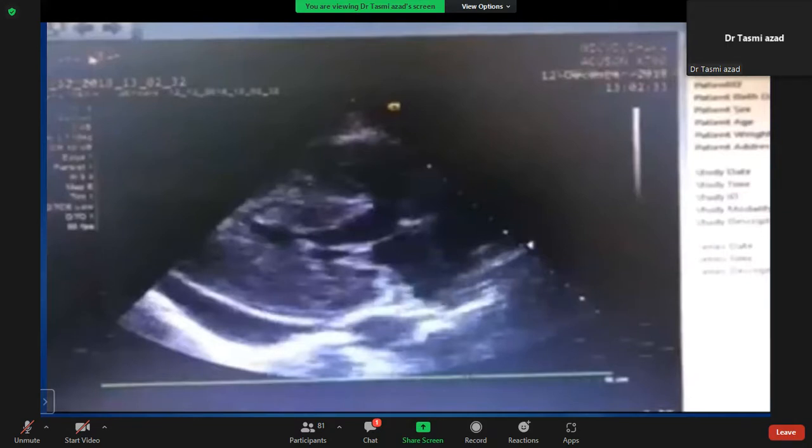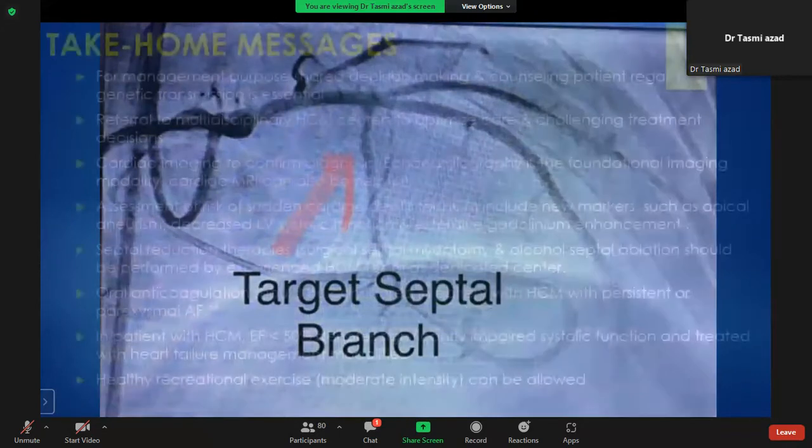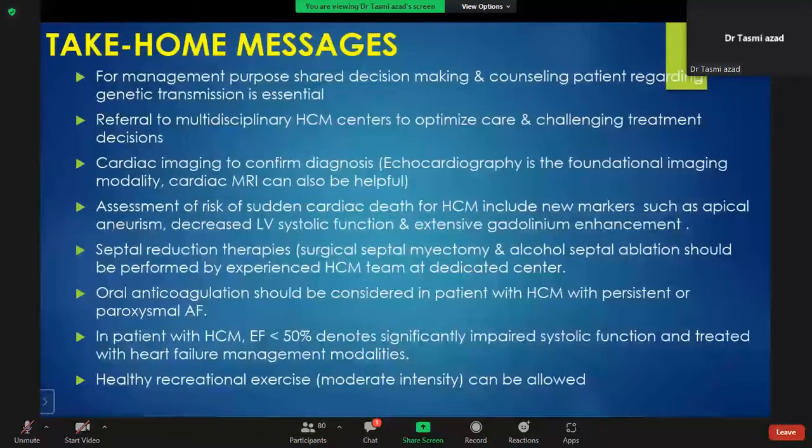Before the procedure, the echocardiography of that patient. Here you will see this asymmetrical septal hypertrophy, and the LVOT gradient was 85 millimeter of mercury, and the patient was symptomatic. After septal ablation therapy, where 100% alcohol was introduced into the target septal branch, the septal perforator, the patient was free from symptoms, and the LVOT gradient was 15 millimeter of mercury.